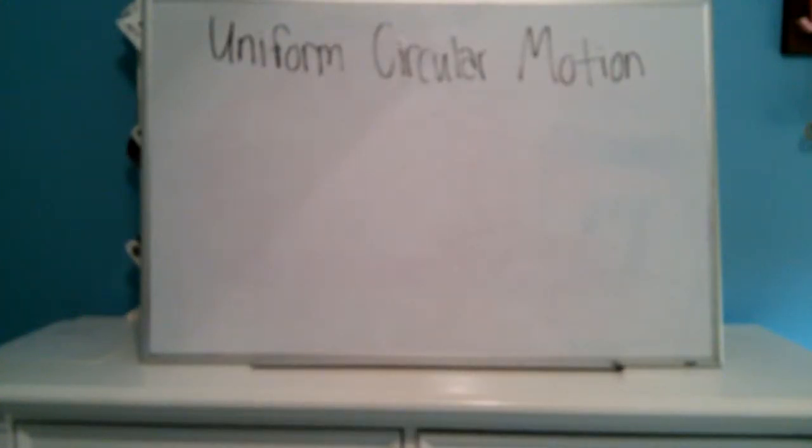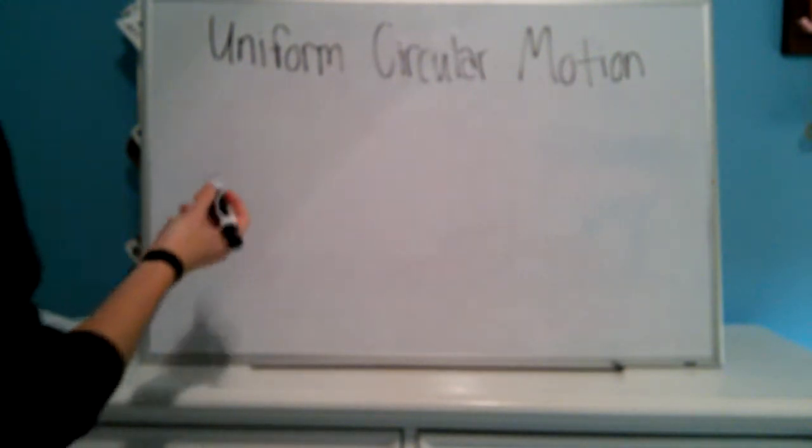My name is Anna Martin, and I will be talking about uniform circular motion and do a few examples dealing with the principles with uniform circular motion. So basically, any object moving in a circle at a constant speed is experiencing uniform circular motion.